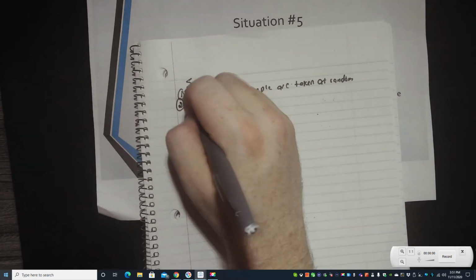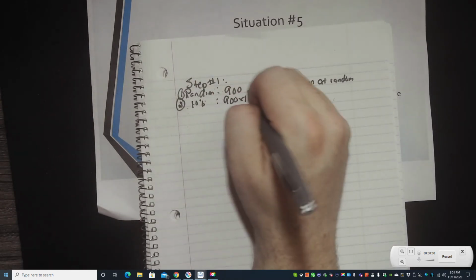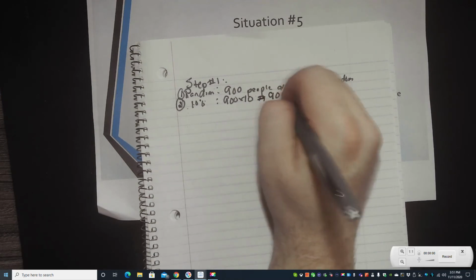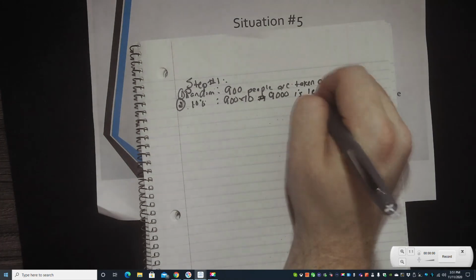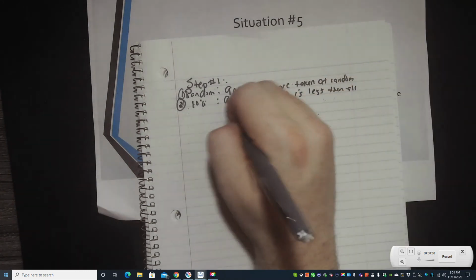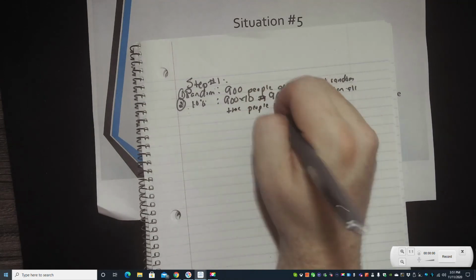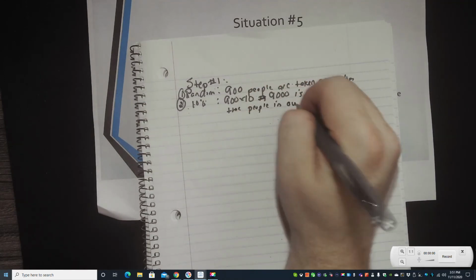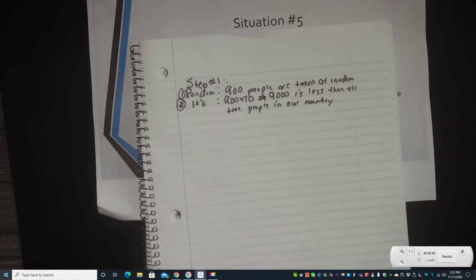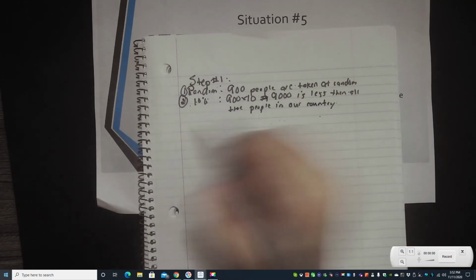Number 2, 10%. 900 times 10 is equal to 9,000, which is less than all the people. This is national, so we'll just say our country. I guess technically I didn't say which country I am currently in. I'm currently in the United States, but you know.